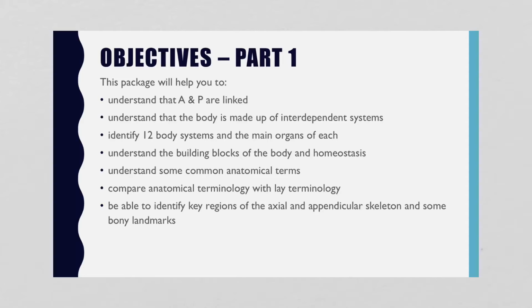Okay, so these are the objectives for part 1. So you can see that anatomy and physiology are linked, that the systems of the body are interdependent. You will have a clearer idea of the different organs in each of the 12 body systems, thinking about building blocks of the body, and hopefully understand for yourself what the term homeostasis means, as well as common anatomical terms and being able to identify different landmarks.